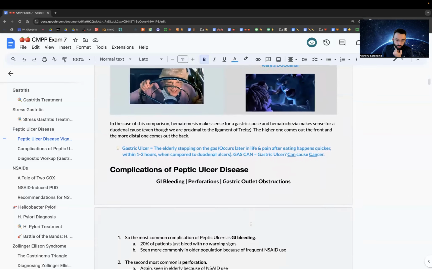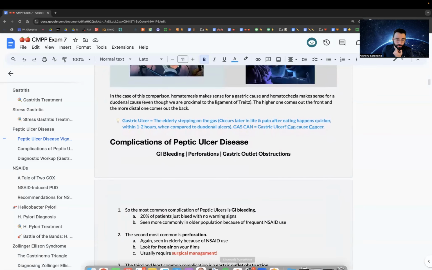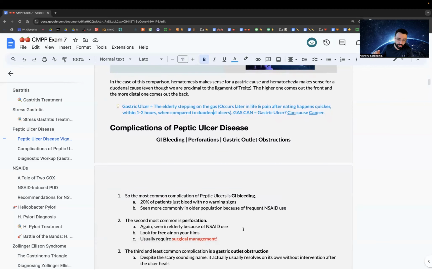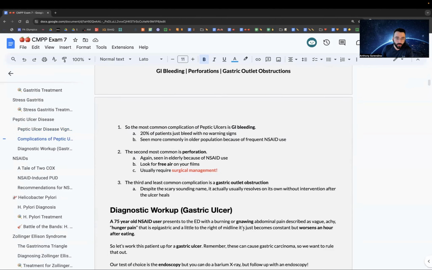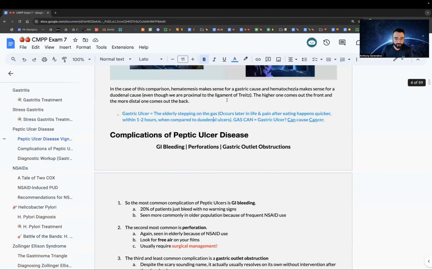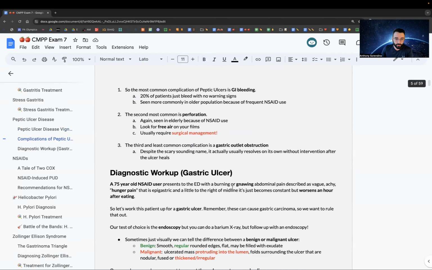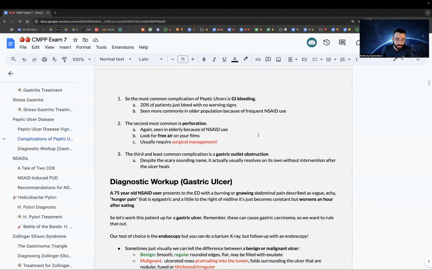Okay. All right. Complications of peptic ulcer disease. There are 3 of them. It's GI bleeding, perforations, and gastric outlet obstruction. So let's talk about those. Yeah, so the most common is going to be GI bleeding.